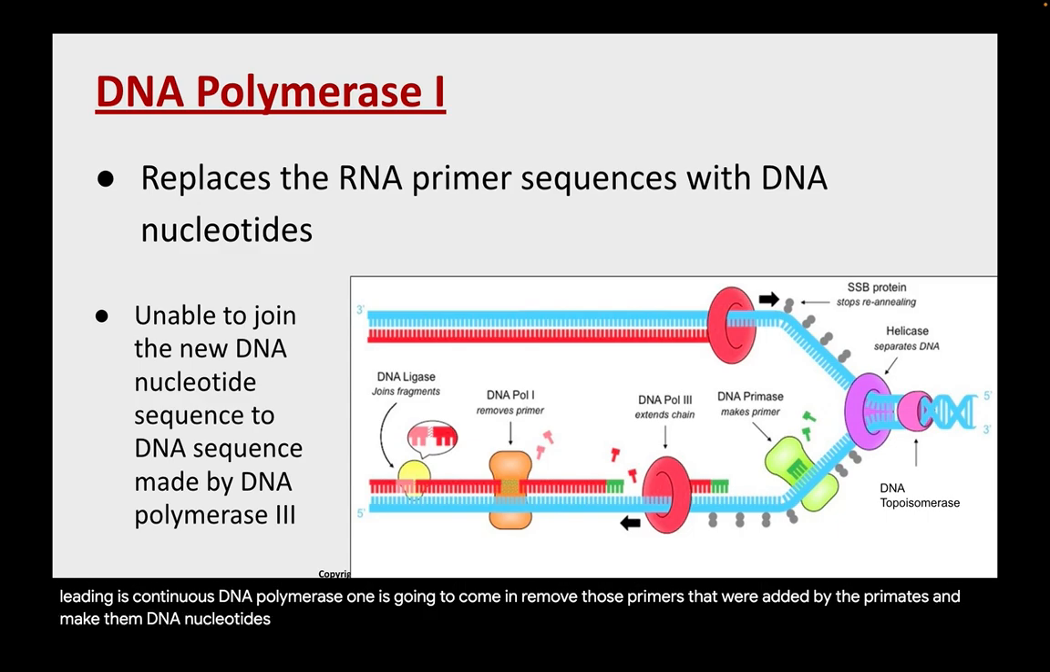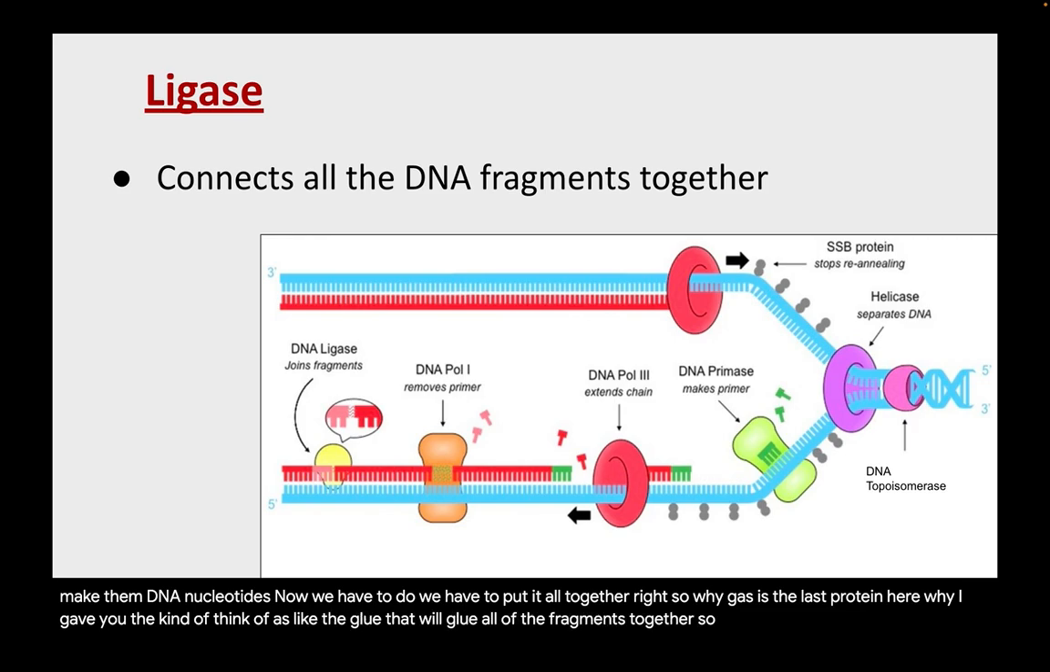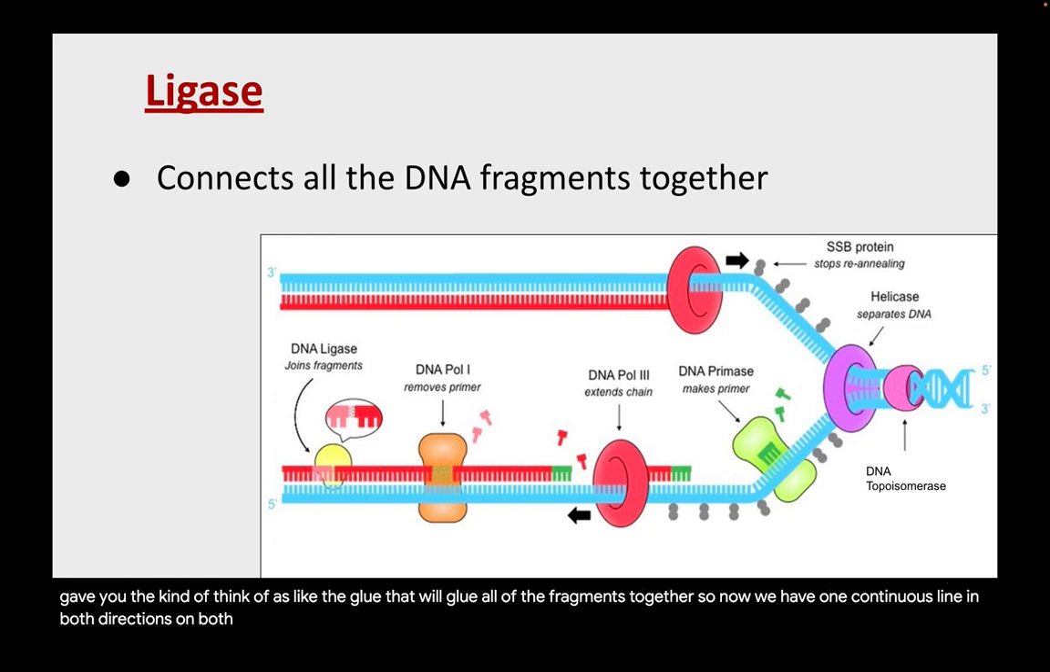There's one more thing that we have to do. We have to put it all together. All right, so ligase is the last protein here. Ligase you can kind of think of as the glue that will glue all of the fragments together. So now we have one continuous line in both directions on both the leading and lagging strand, right? It's gluing those fragments together, creating those covalent bonds in the sugar phosphate backbone. So ligase is putting it all together.